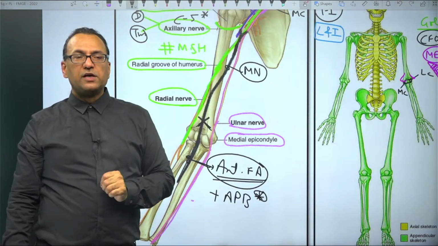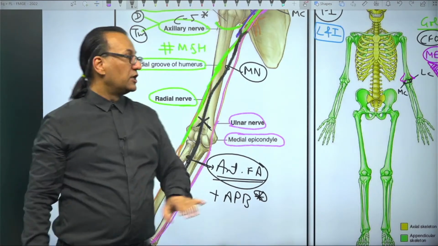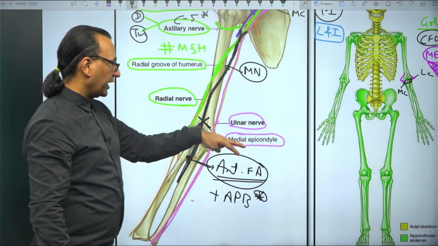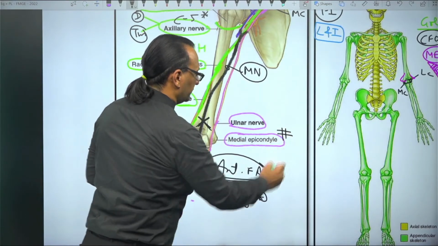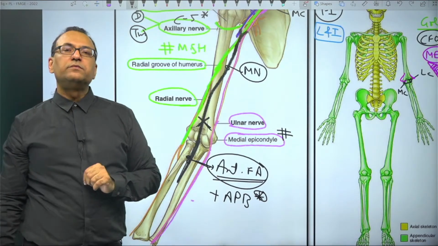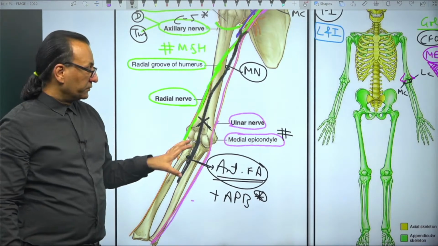So we have seen here fracture surgical neck of humerus, axillary nerve injury; fracture mid-shaft humerus, radial nerve injury. If it is fracture medial epicondyle, ulnar nerve injury. If it is supracondylar fracture, branches of median nerve can be compromised.